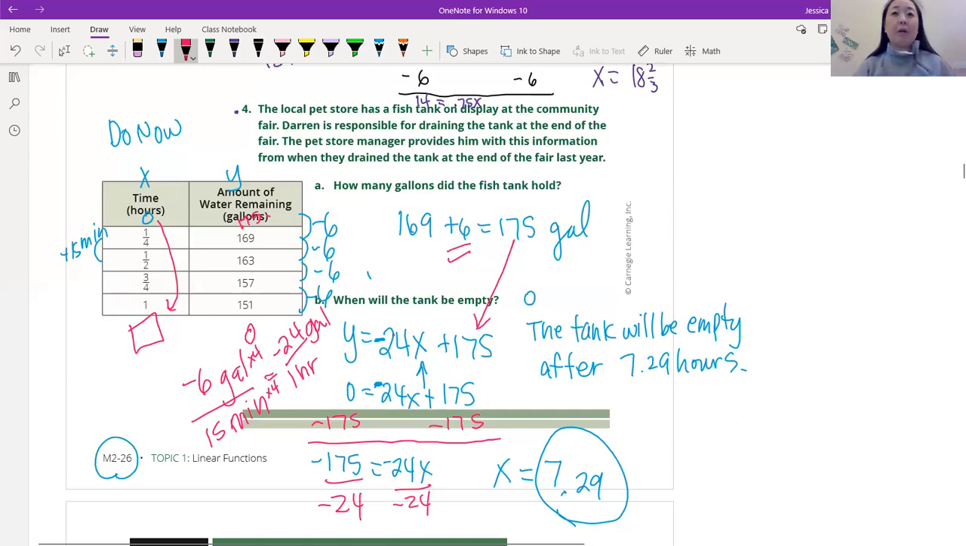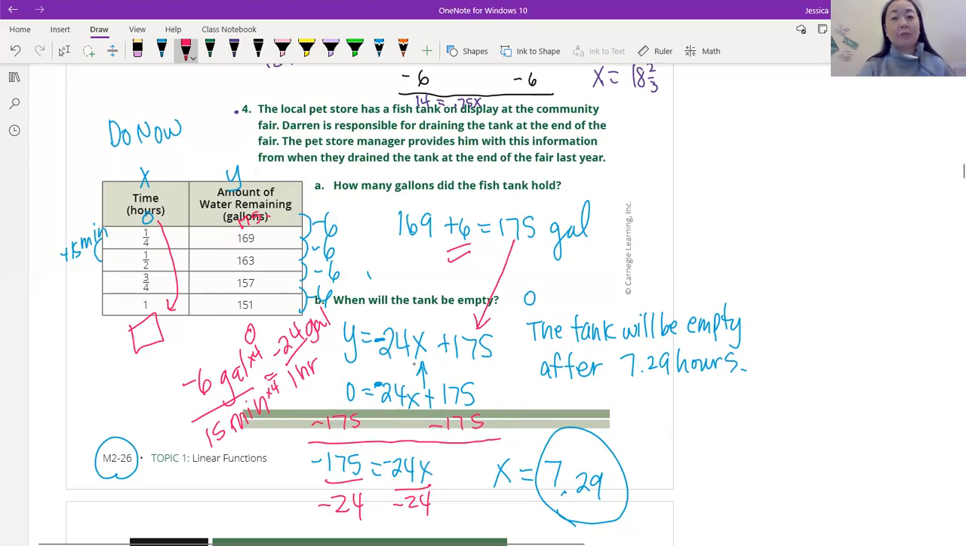And so we want to know, when will the tank be empty? So again, just like this, when will our y be 0? This is why we put in the 0 right there, and we're just going to solve for x. Now, if you're confused as to what is y and what is x, always look at the table right here. The table tells us what our time is.